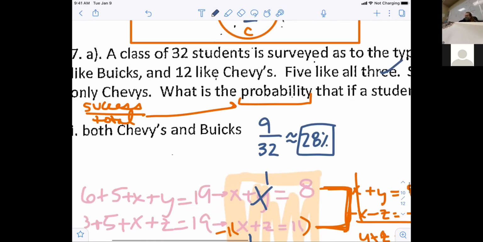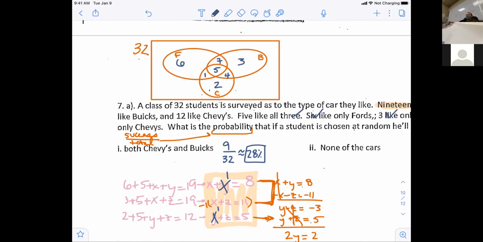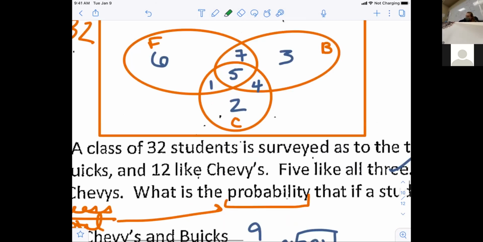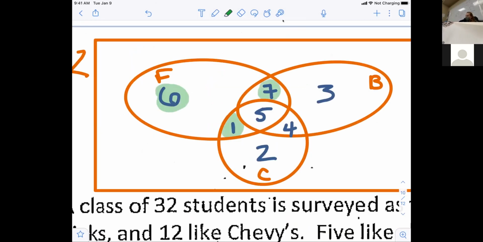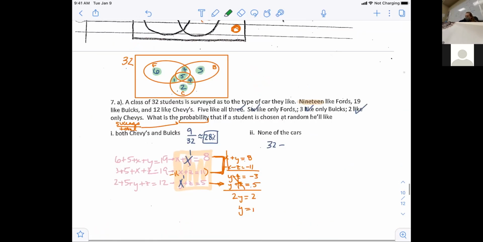Okay. And then it says none of the cars. How do I figure out who voted for nothing or who didn't vote? What are you doing right now in your head, Brooke? Adding them all up. Good. So we're just going to add up all the numbers that we see. So I've got 6 plus 7 is 13, plus 1 is 14, plus 2 is, did I do that right? 14, 16, that's 20, 28. Oh yeah, I did do that right. I got confused at first. 28. So 32 minus 28.